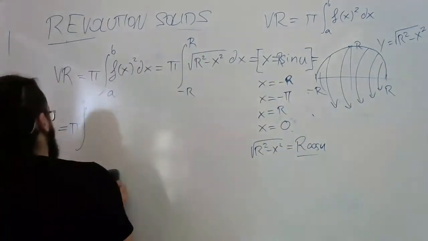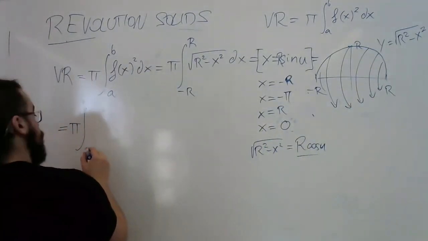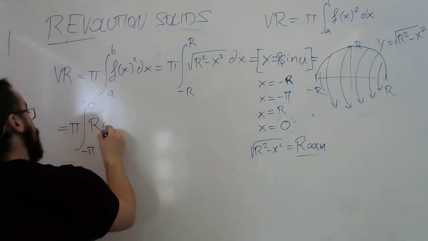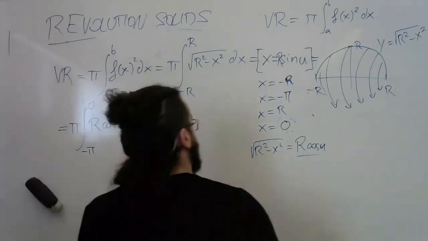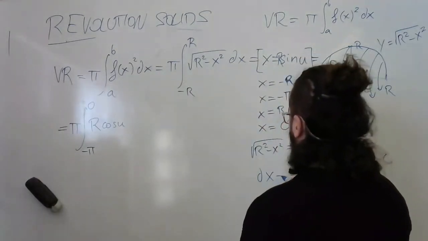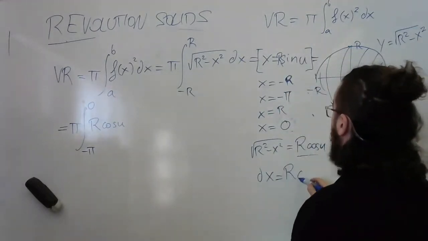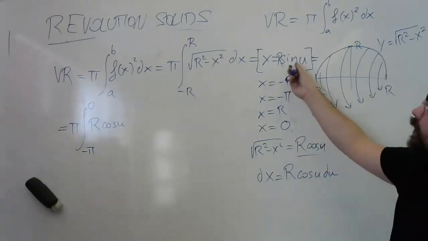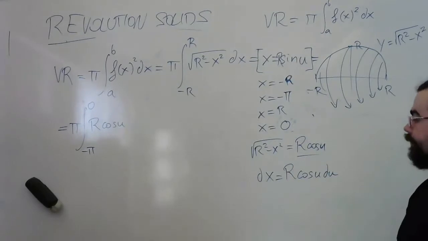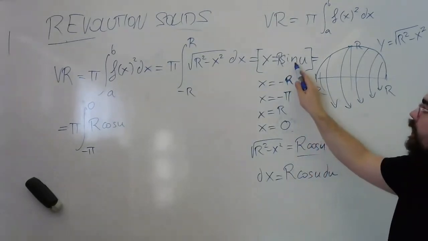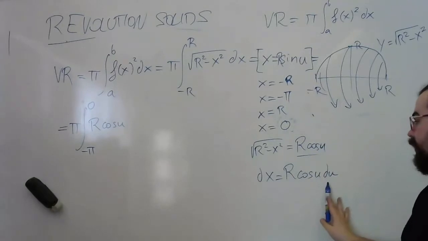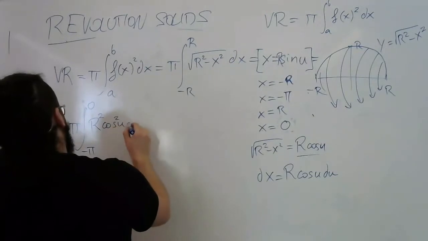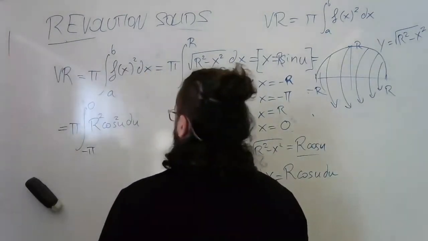Now, our integral is from minus pi over 2 to pi over 2 of r cosine u. And what's the differential of x? The differential of x is r cosine u differential of u, right? We derive this, and we get the constant. The sine becomes cosine, since we're deriving with respect to u, du. Fair enough.